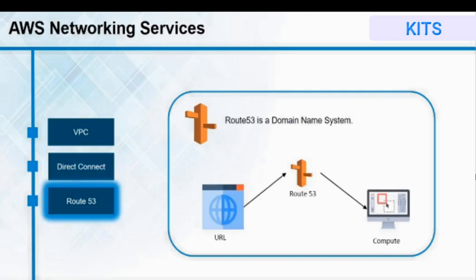Your URL will now get pointed to Route 53, and Route 53 in turn will point to the instance on which your application or website is being hosted. So this is the role which Route 53 plays. It's a domain name system. So it basically redirects your traffic from your URL to the IP address of the server on which your application or website is hosted.